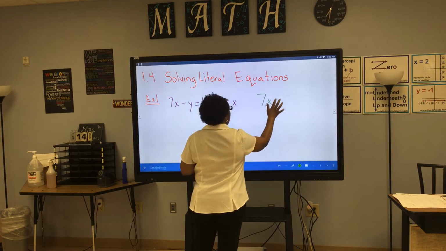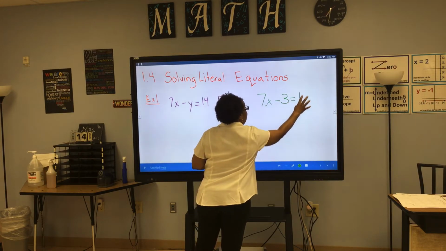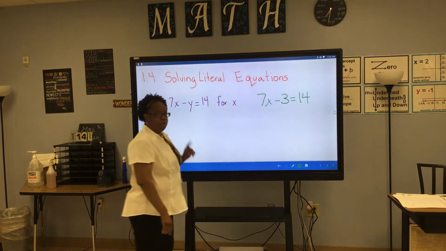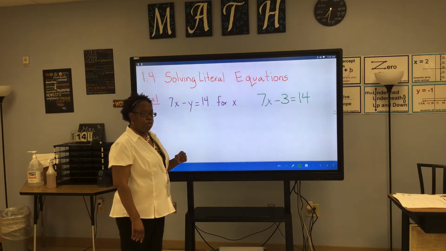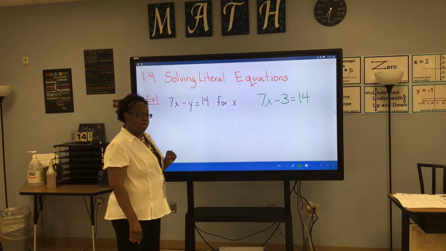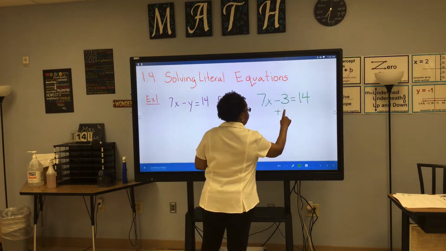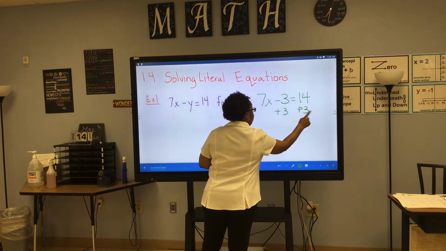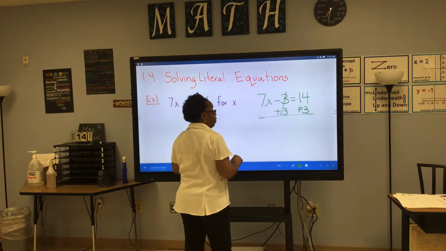7x minus 3 equals, let's just keep it at 14. Now you notice there we have just one x, so we can solve and get a number. So when you look at that equation, what's the first thing you would do? Correct, you deal with the addition and subtraction. So I want to move the 3 to the other side to be with the other number. So because it's negative, or behind the minus sign, we will add it to both sides. So then we do that, so this will cancel. Negative 3 and positive 3 will cancel.